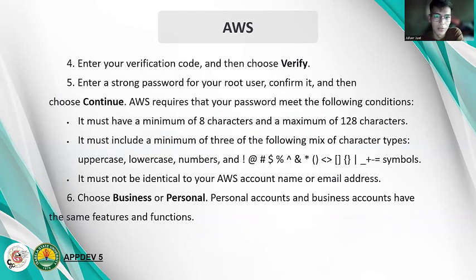Then number 4, enter your verification code and then choose verify. Yun yung sinasabi ko kanina. And then 5, enter a strong password for your root user, confirm it, and then choose continue. So, pag-create ng password, syempre, yung sinabi dati ni sir na dapat maraming symbols. Katulad yan, it must include a minimum of 3 of the following mix of character types: uppercase, lowercase, numbers, and symbols. Then, number 6, choose business or personal. Personal accounts and business accounts have the same features and functions.